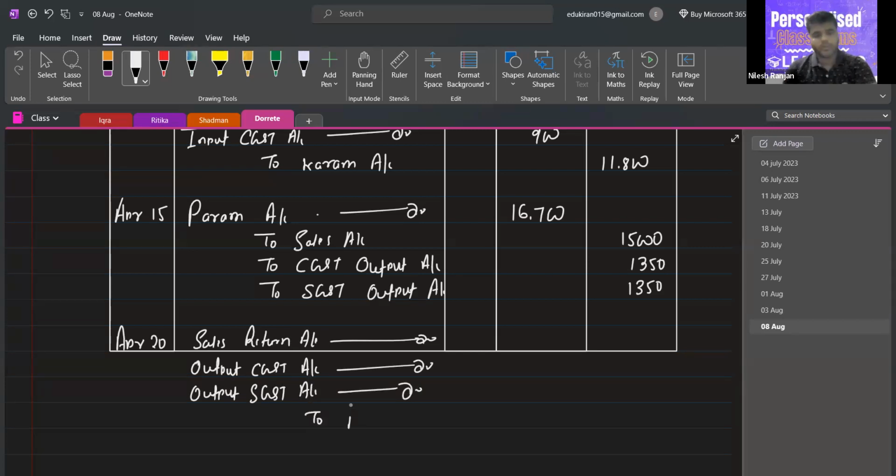So he has returned goods of 5,000. So 5,000 and 450 GST. So 5,900 here.